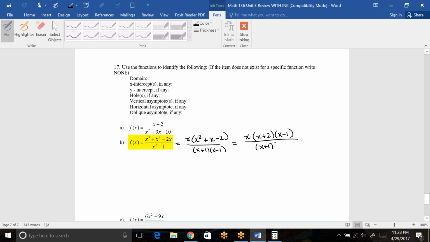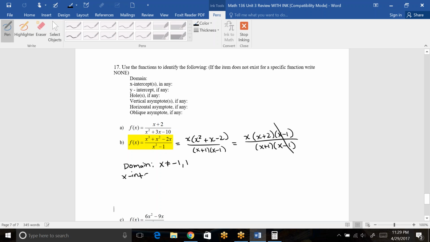Now, I do see a cancellation, but before I cancel, I'm going to go ahead and write my domain. The domain is everything in the bottom regardless of if it cancels or not. So that means x cannot equal -1 or 1. After you've written that down, go ahead and mark out your x minus 1s.